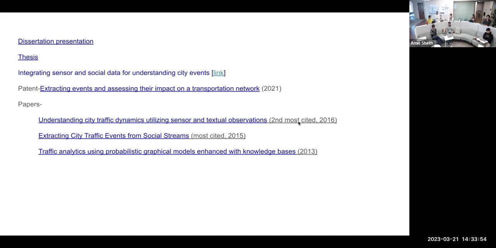And that's it. So his most cited paper was published in 2015, extracting city traffic events from social streams. And the second most cited was in 2016, understanding city traffic dynamics using sensor and textual observations. And he has recently got a patent for the paper, extracting events and assessing the info from transportation networks.